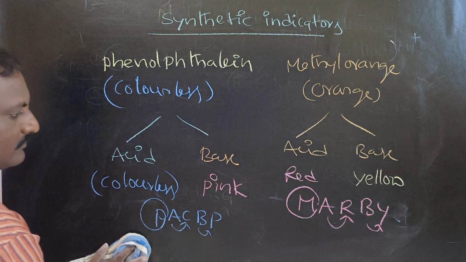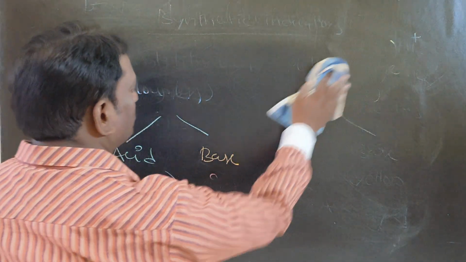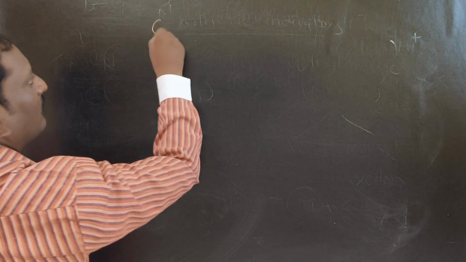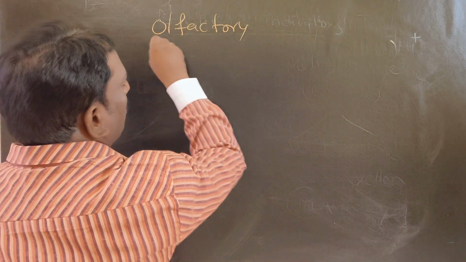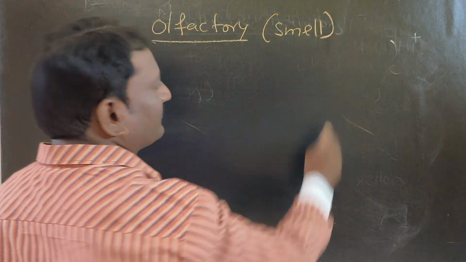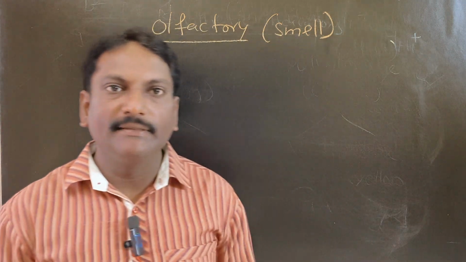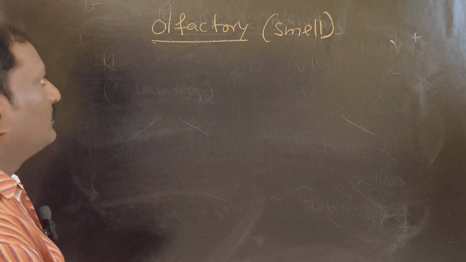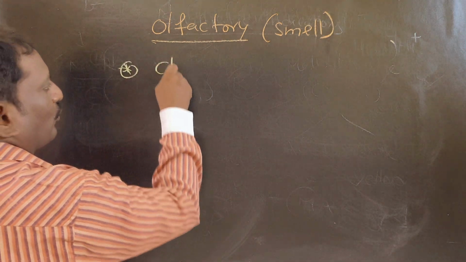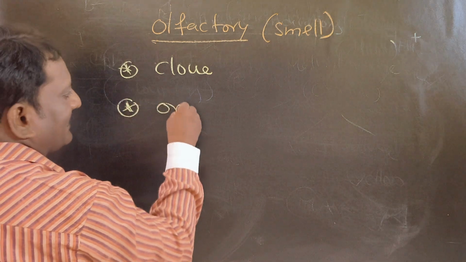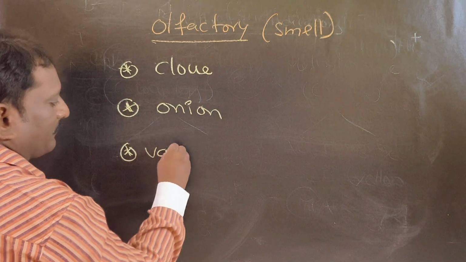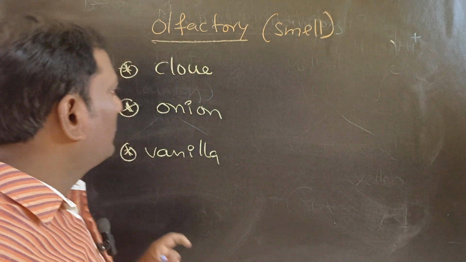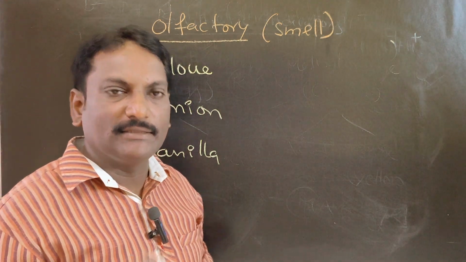Next one, olfactory indicators. Olfactory means based on sense of smell. So visually impaired students can use these indicators to distinguish between acid and base. Olfactory indicators are generally clove oil, onion extract, and vanilla essence, because these substances have a characteristic smell. Based on this smell, we can find out whether the given substance is acid or base.